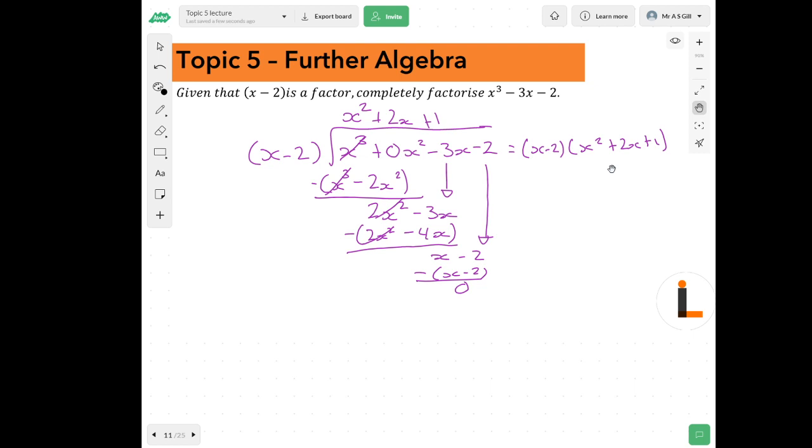It says completely factorize our cubic, and that wording is quite intentional, and it should set off alarm bells, thinking completely factorize means there are going to be more steps involved after the division. So we can see that this quadratic can also be factorized. So if you haven't factorized that just yet, I'll give you a moment to go through and do that, and then I'll write up the solution in about 20 seconds time.